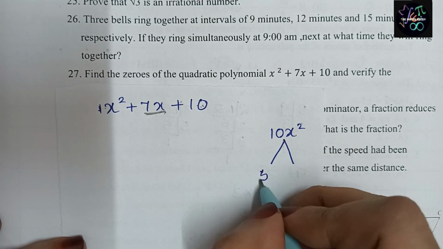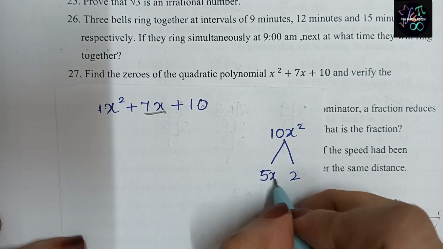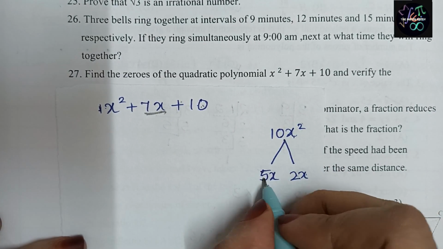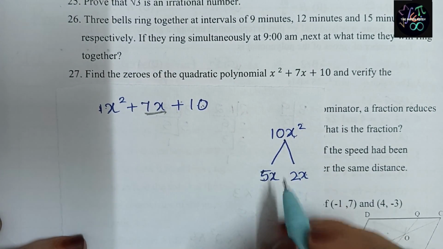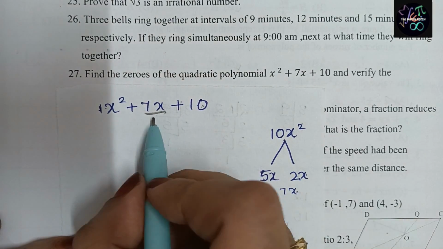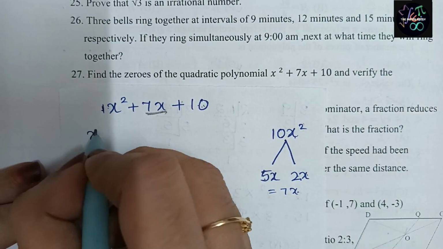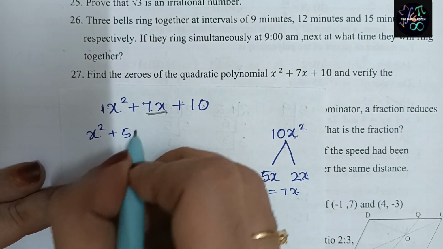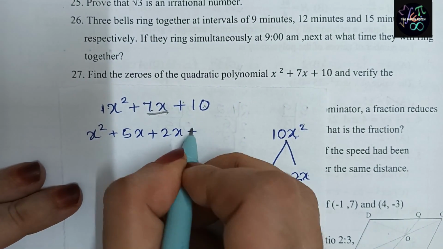Now 5 2s are 10. We know that 5 2s are 10. 5x, 2x. 5 2s are 10. X into x, x square. But 5x plus 2x is 7x. Right? This answer is 7x, and that is the middle one. So let us write now. X square, in place of 7x, what should I write? 5x plus 2x. 5x plus 2x plus 10.